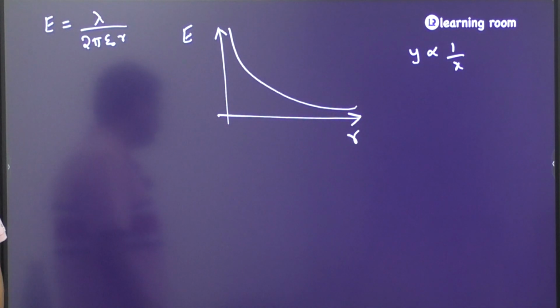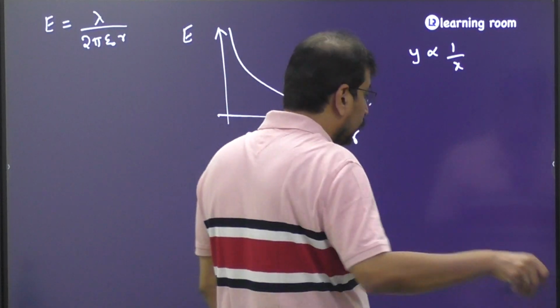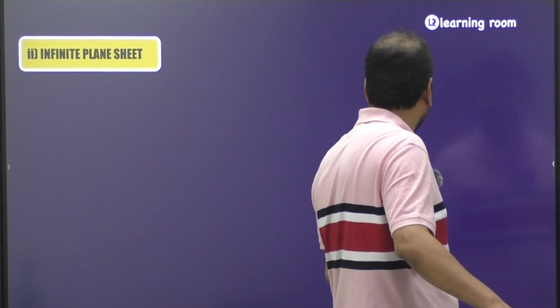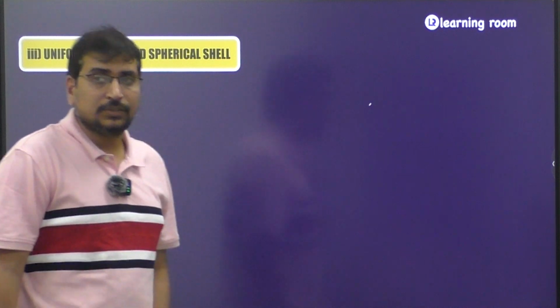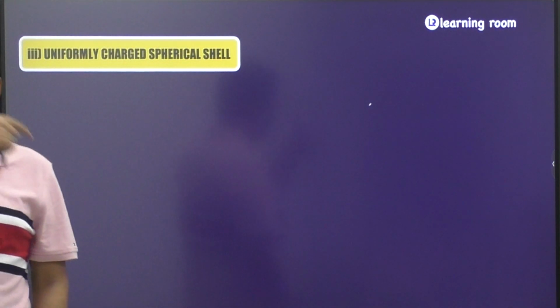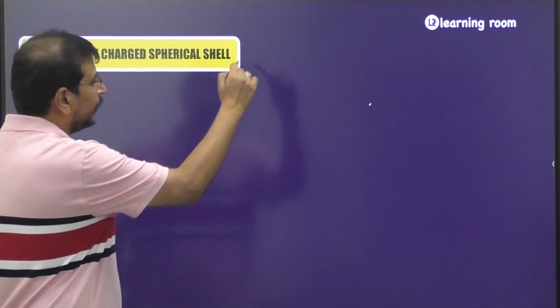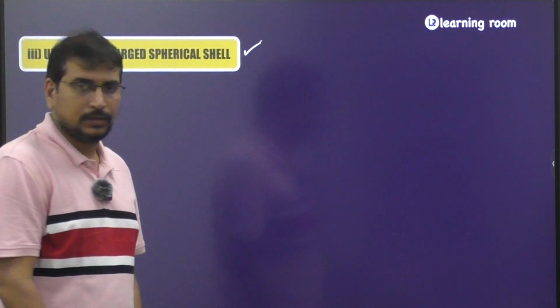Am I clear with this? Right? So please make a note of it. There are two more applications. One is for an infinite plane sheet and the next one is for a uniformly charged spherical shell. First I'll finish this, then we can go to the next one. Now we'll find the electric field due to a uniformly charged spherical shell using Gauss law.